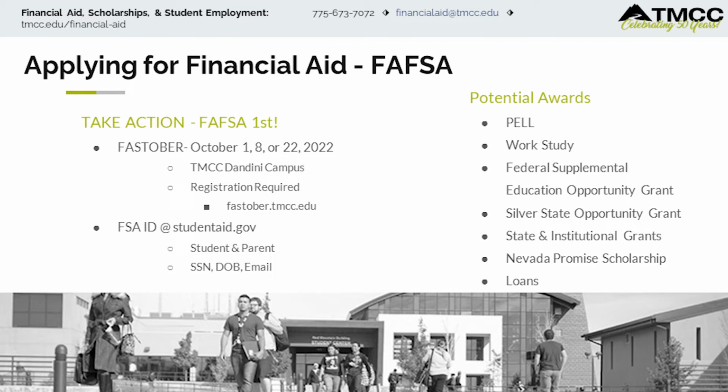At this event, our entire financial aid staff will be available to assist students and their parents with creating their FSA IDs, completing their FAFSA, as well as answer any questions that they might have regarding this process. This event has an RSVP process, which is requesting that students register online for one or more of the available sessions. By submitting their FAFSA, students may receive potential awards such as the Pell Grant, Work Study, the Federal Supplemental Education Opportunity Grant, the Silver State Opportunity Grant, and loans.